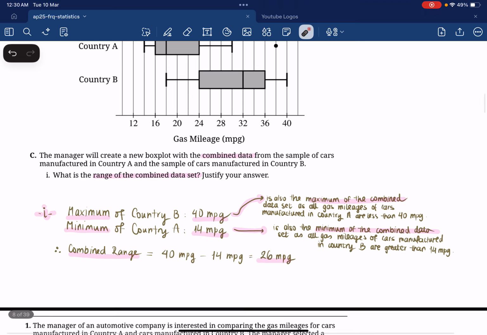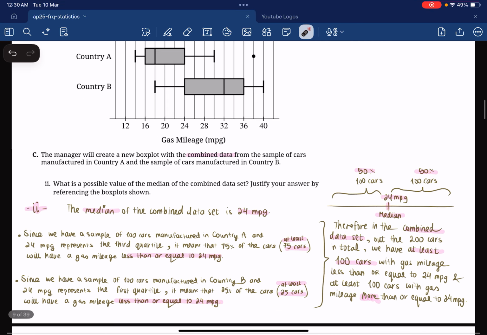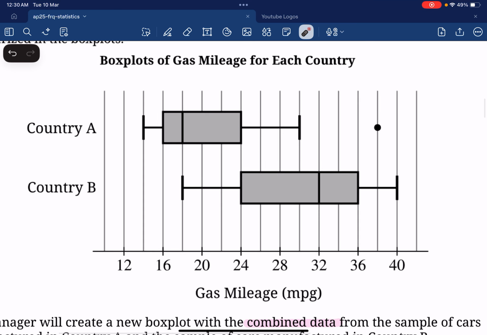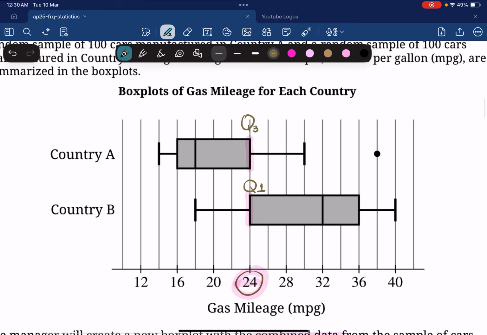Okay, the range. Now, in part II, they said, what is the possible value of the median of the combined data set? And so if we look at country A and country B, for country A, we realize that the third quartile, Q3, of country A is 24 miles per gallon. And also, Q1 of country B is 24 miles per gallon. What a coincidence, right?